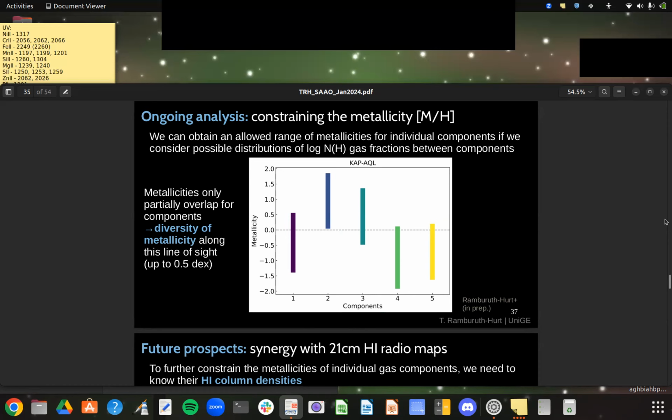And preliminarily, we see that the metallicities only overlap partially for these components, which indicates a diversity of the metallicity along the line of sight, up to 0.5 dex.